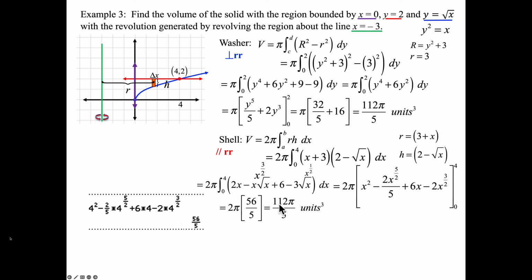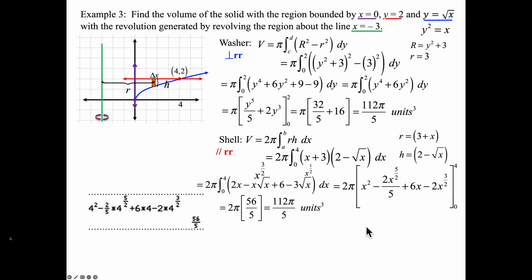2 times 56, notice it's the exact same answer. It better be. They're both the same 3-dimensional solid. All right, so sometimes the washer technique, based on the amount of work, was just as easy as doing the shell technique.